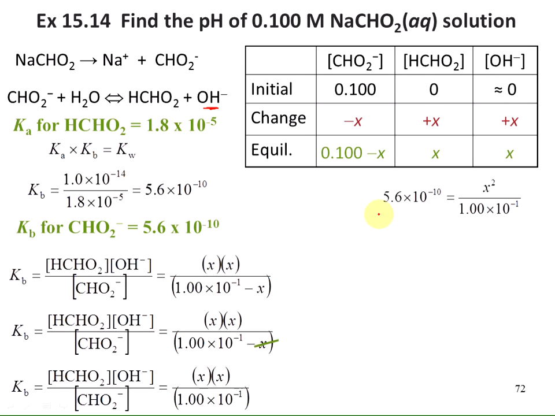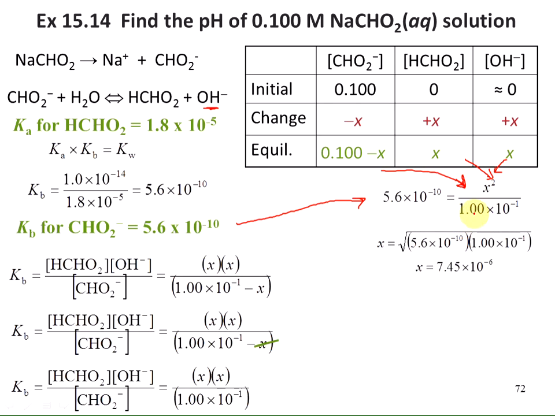And I'm going to plug my Kb value in, and I'm going to plug in my initial concentration. Remember I made my approximation, and then we've got our x squared here because we're multiplying these two. So I multiply both sides by 1 times 10 to the minus 1 and take the square root, and I get an x value of 7.45 times 10 to the minus 6th. Okay, so what did I just find? I found my hydroxide concentration. But they want to know the pH. Well, if I've got the hydroxide concentration, I can calculate the pOH, and then from the pOH I can calculate the pH.